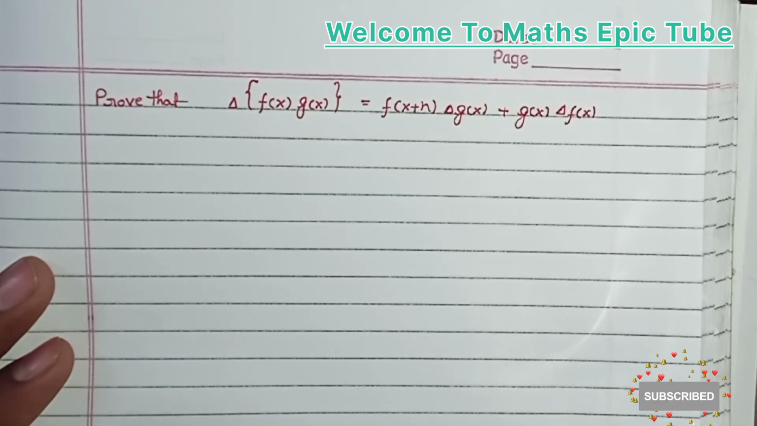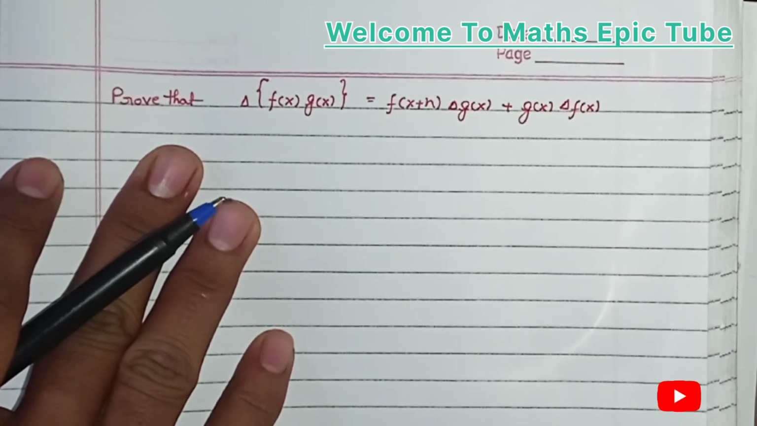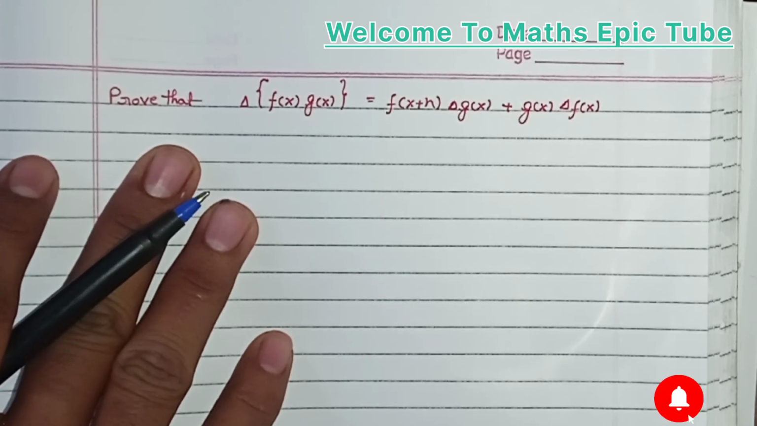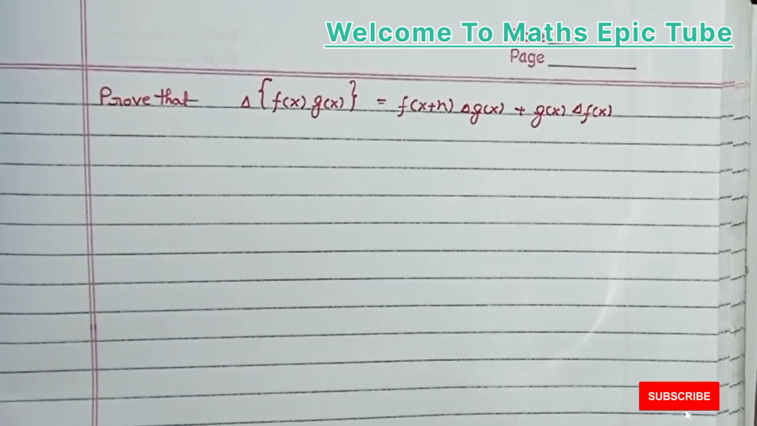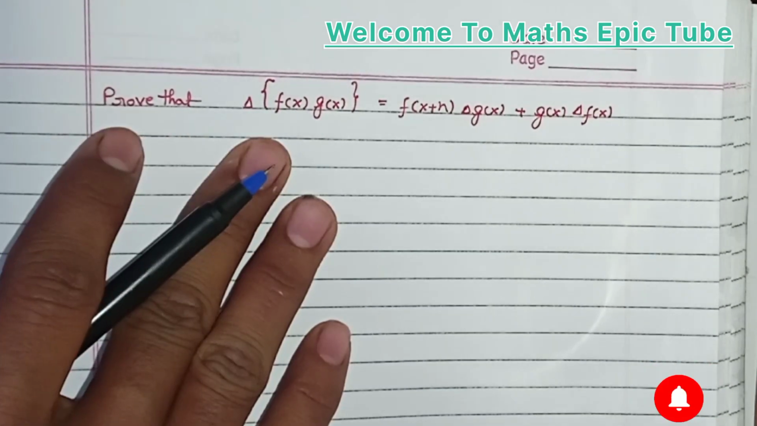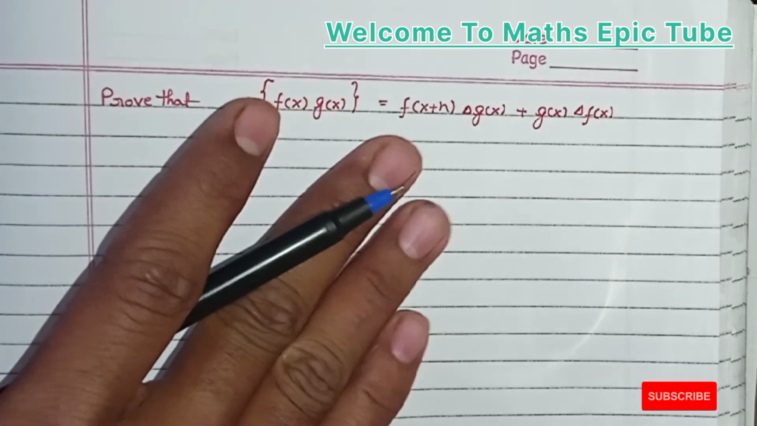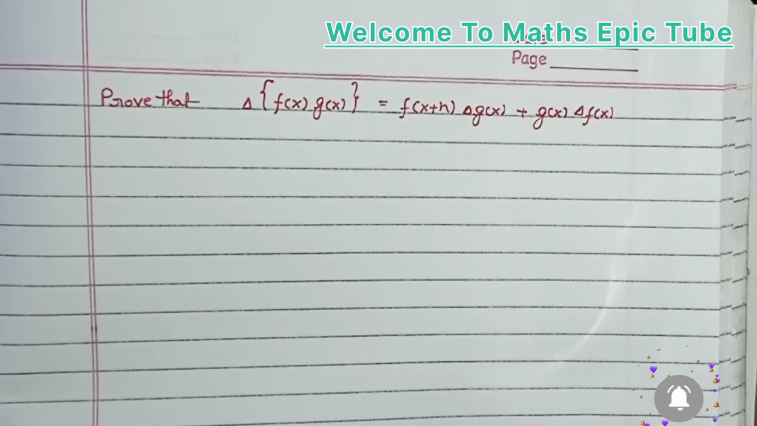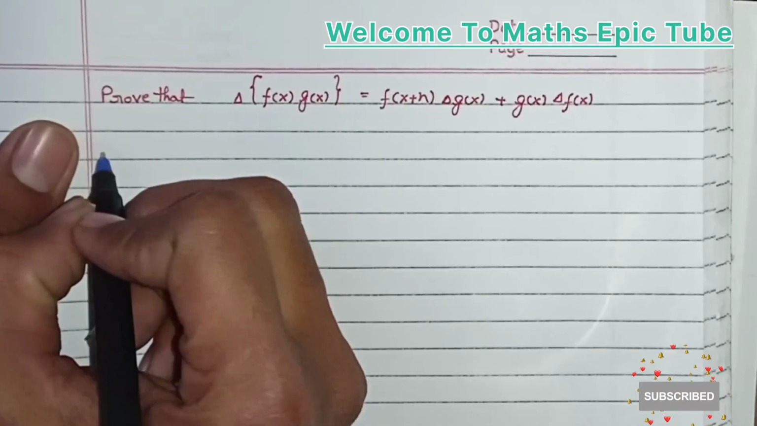And today we discuss this problem which is related to an important topic of our numerical analysis book, and it says that the forward difference of f(x) into g(x) is equal to f(x+h) times the forward difference of g(x) plus g(x) times the forward difference of f(x). We can prove this, and now let us start.